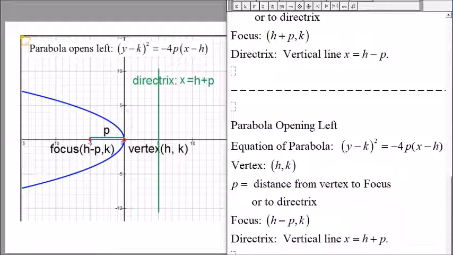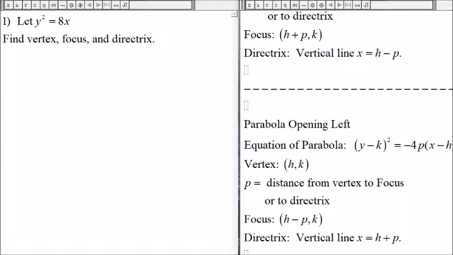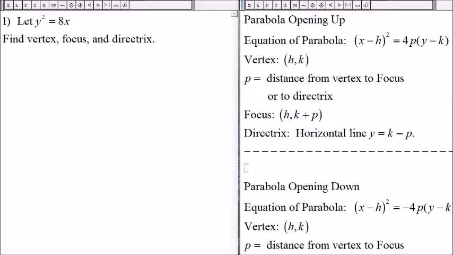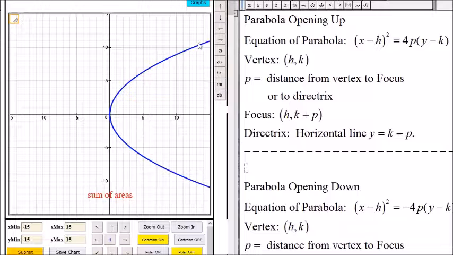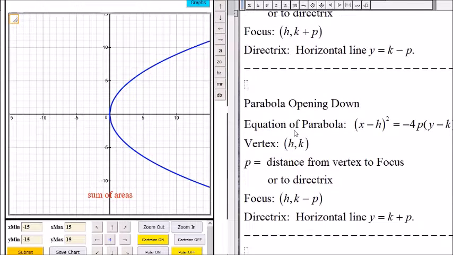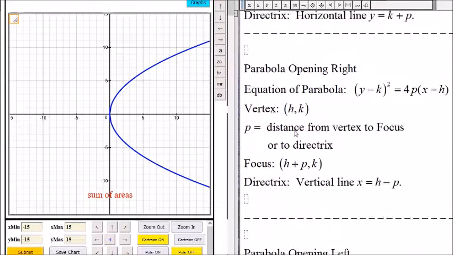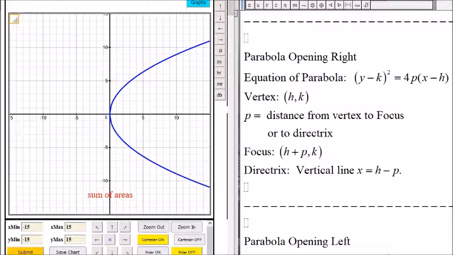And now let's look at some examples. We have this parabola right here, y squared equal to 8x, and if we graph this, the parabola actually opens to the right, like this. And so we would use the formulas for a parabola opening to the right.